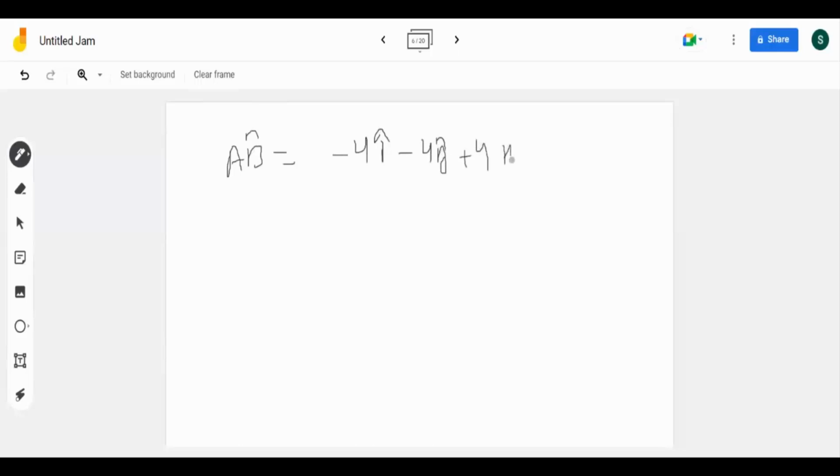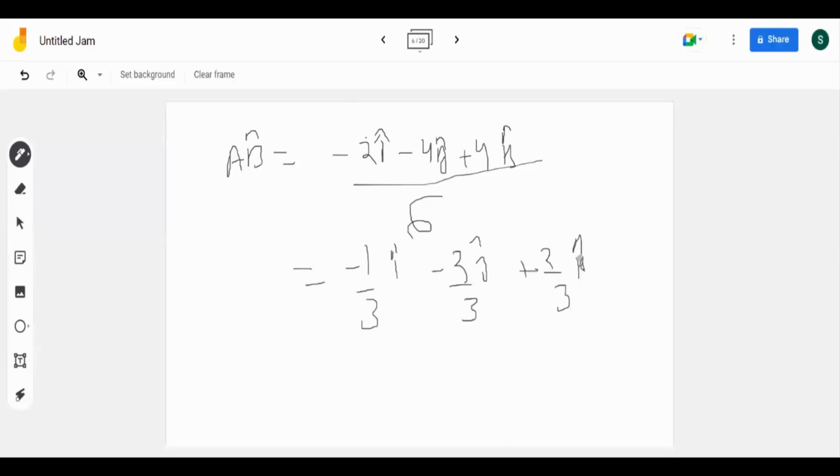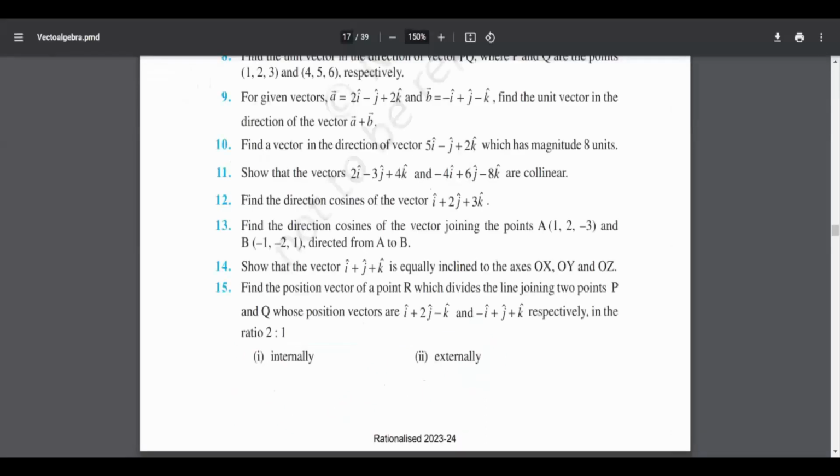Okay, so I made a mistake here. This is minus 2, and 16 plus 2 is negative 16 plus 16. Okay, this is my AB cap, and write it neatly as minus 1 by 3 i cap minus 2 by 3 j cap plus 2 by 3 k cap. So my direction cosines are the coefficients of the unit vectors: minus 1 by 3, minus 2 by 3 and 2 by 3. Finding direction cosines is very easy. First you need to find the unit vector, then take the coefficients of the unit vector to find the direction cosines.